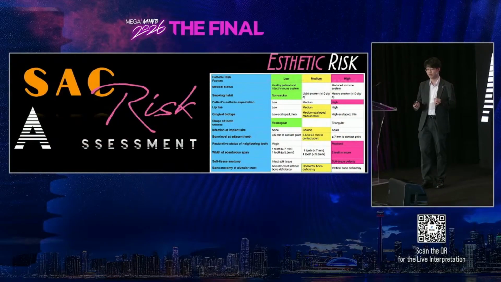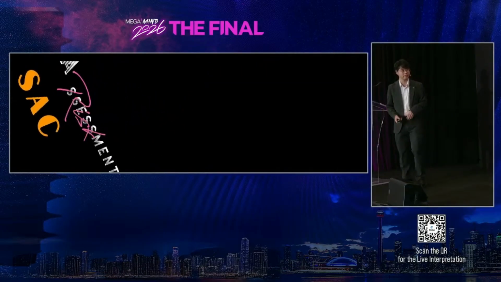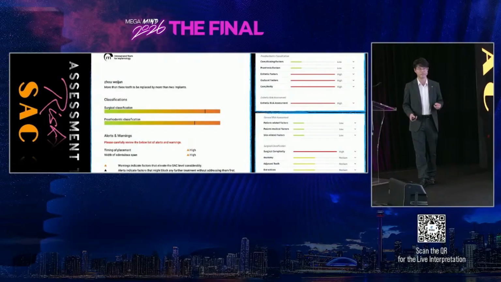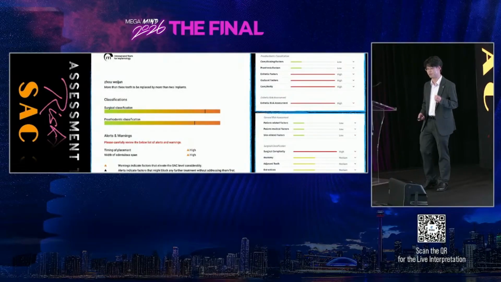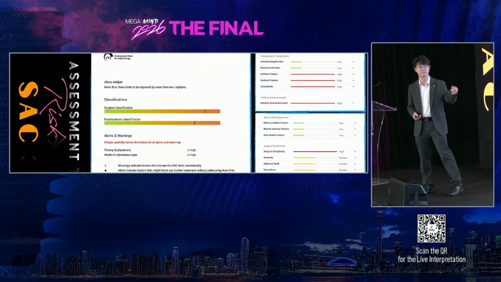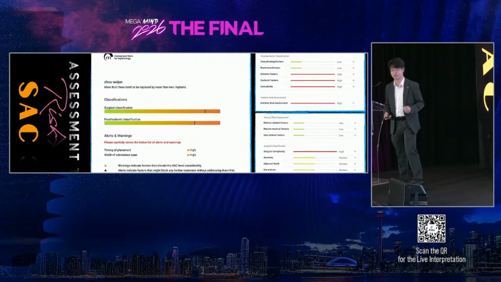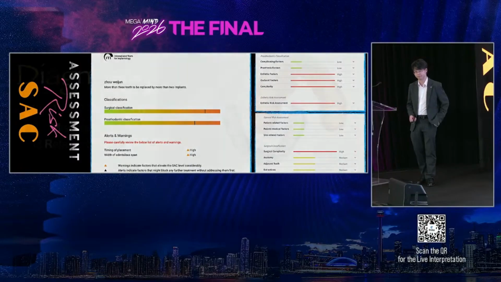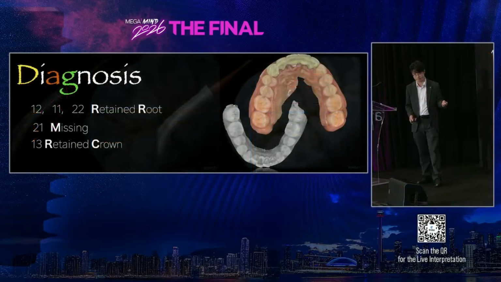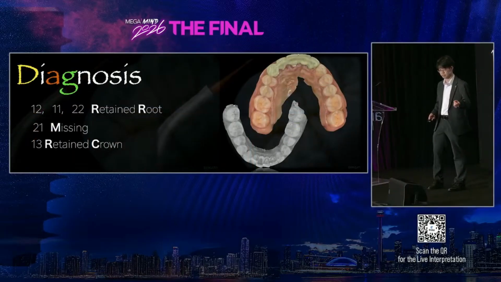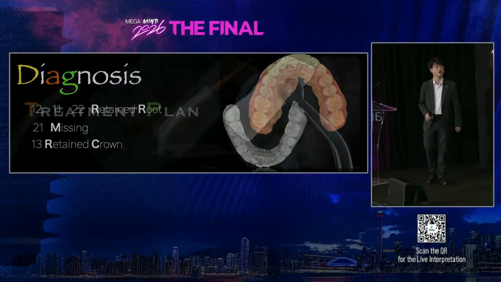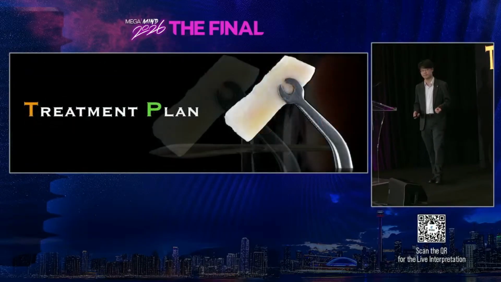But before the initial treatment, we need to do the risk assessment by SAC. We need to consider the aesthetic risk, surgical risk, and prosthetic risk, and we can see this patient has many high-risk factors for this surgery. So the diagnosis: 12, 11, 22 with retained root, 21 missing, and 13 with retained crown. So we make a treatment plan for this patient.